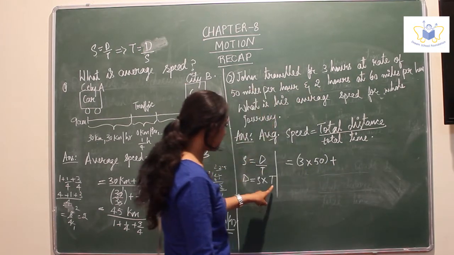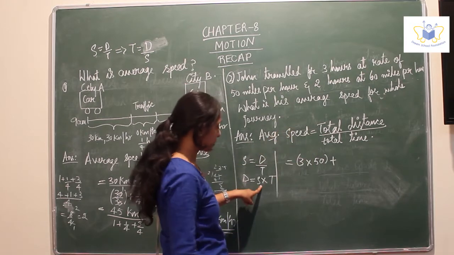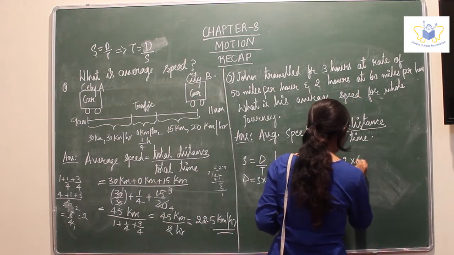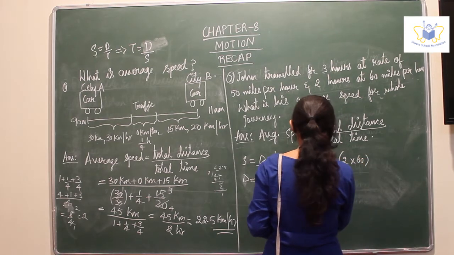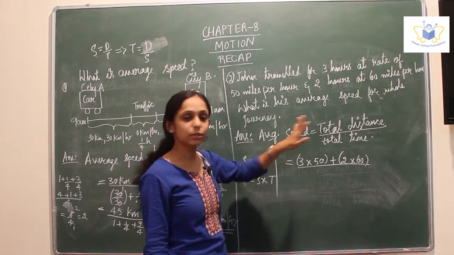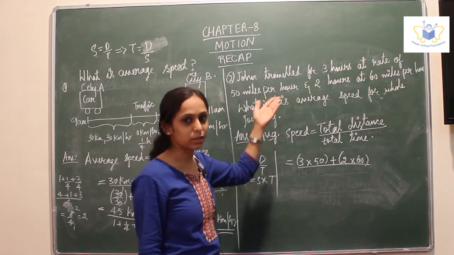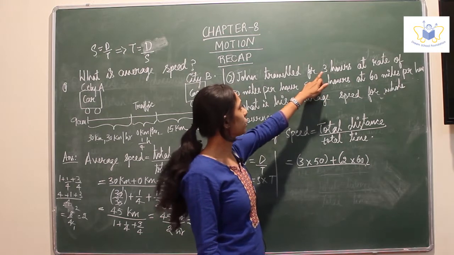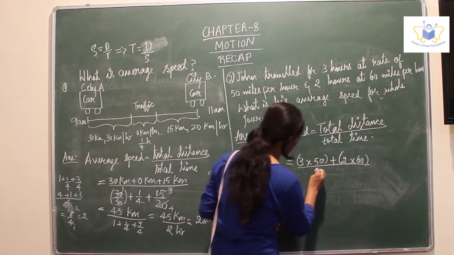Now, for the second, what is my time? 2 hours. What is my speed? 60. So multiply 2 into 60. Now, time. What is the total time? We couldn't find the total distance, but can we find the total time given? Yes. So it is 3 hours plus 2 hours. So total is 3 plus 2.